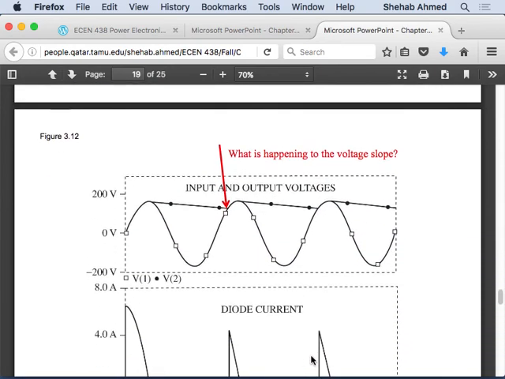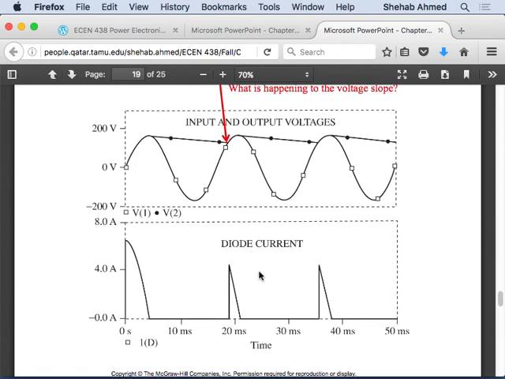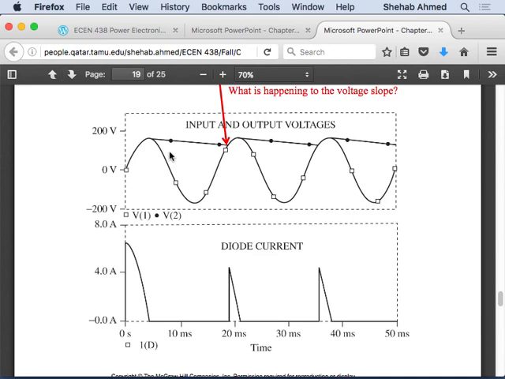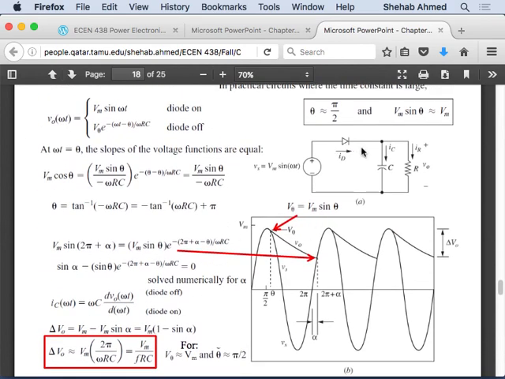So the other thing about these filters, you remember, we said that as soon as the input voltage becomes greater than the capacitor voltage, what will happen? The diode starts conducting again. When the diode starts conducting again, I have to charge my capacitor, right? And I'm going to charge my capacitor.